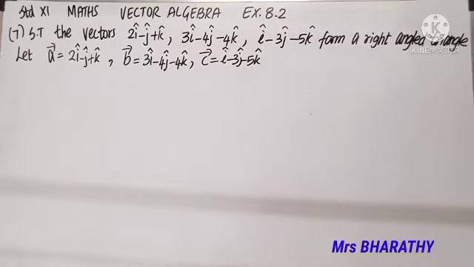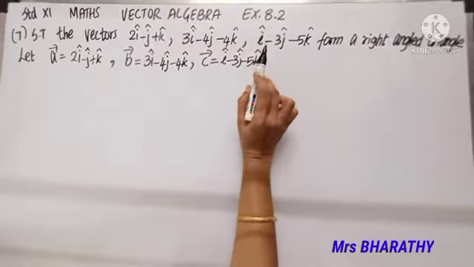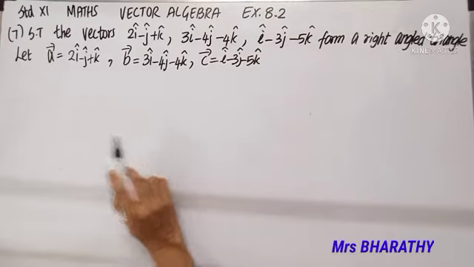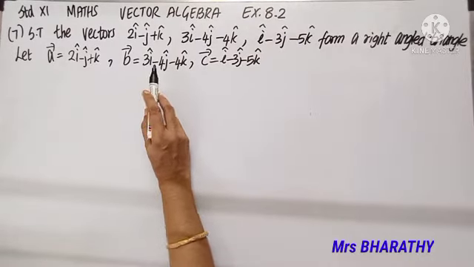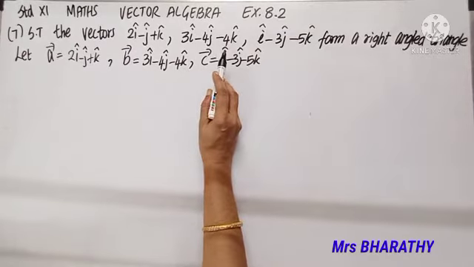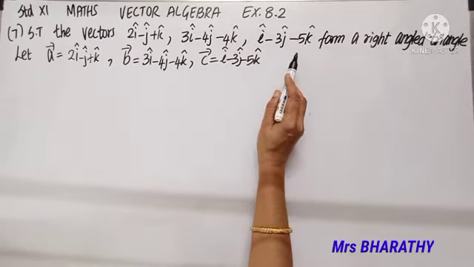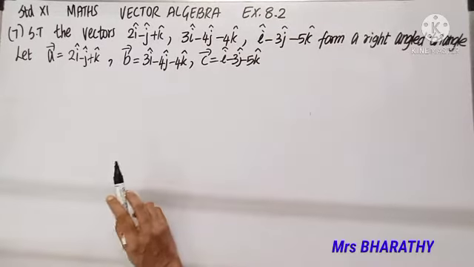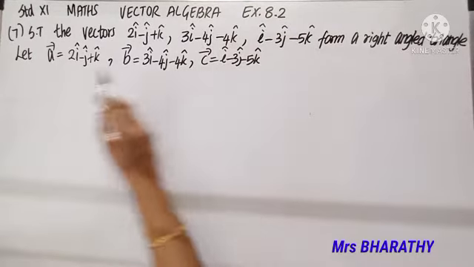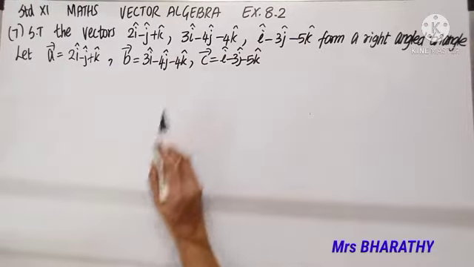Good morning children. We proceed on to exercise 8.2. Question number 7. Show that the vectors 2i minus j plus k, 3i minus 4j minus 4k, i minus 3j minus 5k form a right angle triangle. Call the three vectors as A vector, B vector and C vector.